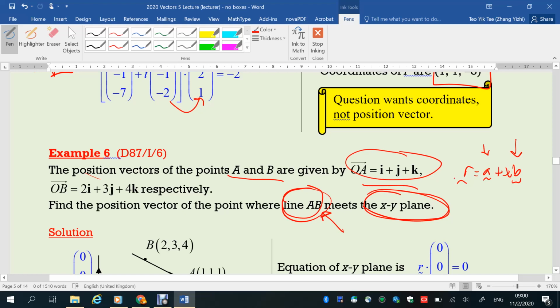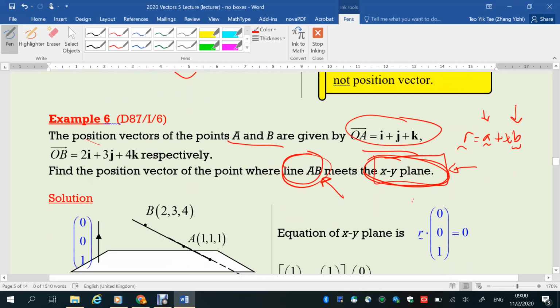Okay, so XY plane, what is the equation of the XY plane? For this, I need you to visualize again. XY plane, where is the normal? The normal is the Z-axis. XY plane, normal is Z-axis. What is the direction of the Z-axis? It is 0, 0, 1. Okay, and that's how I visualize and write down my equation of the XY plane.